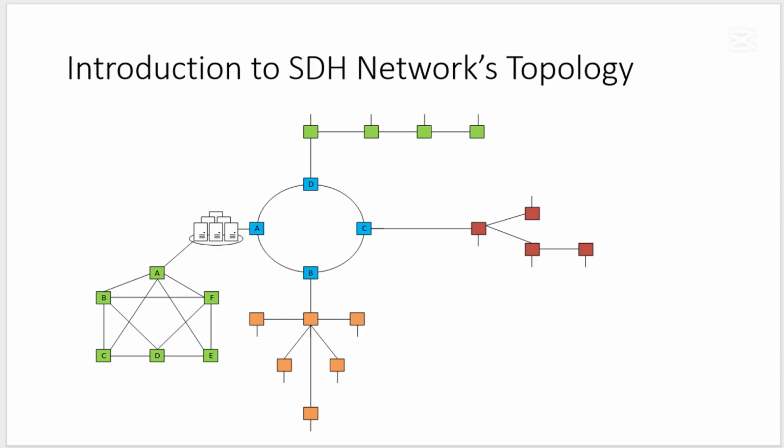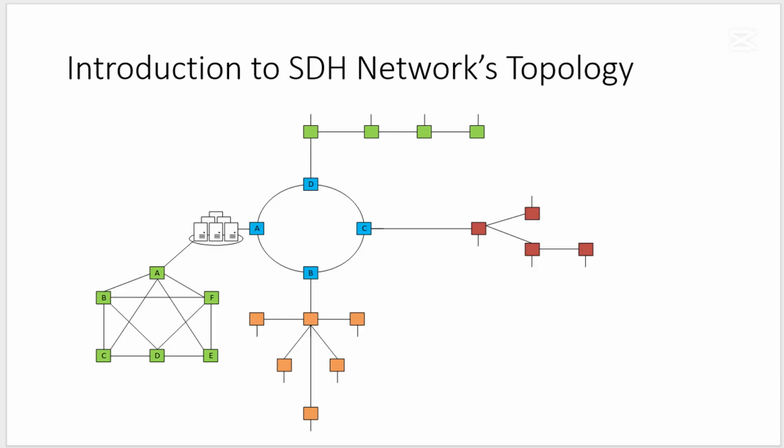So the key components include multiplexers, regenerators, and terminal equipment, all working together to manage the flow of digital signals across the network. So SDH network topology refers to how nodes and connections are structured in an SDH network designed for high capacity data transmission.